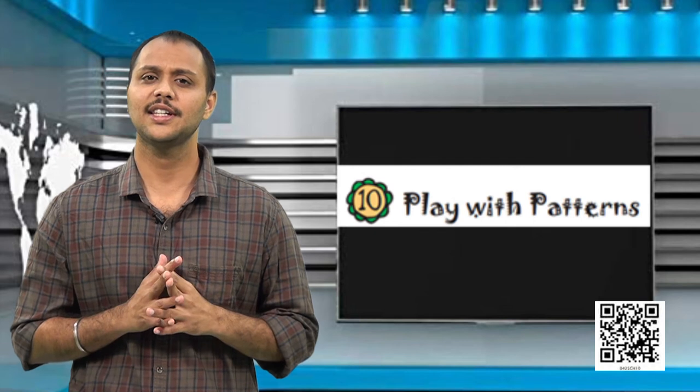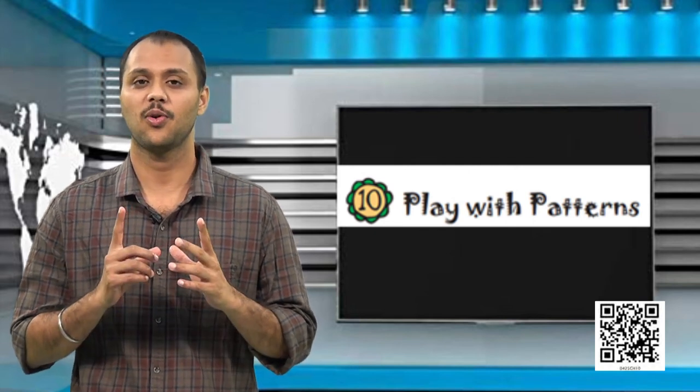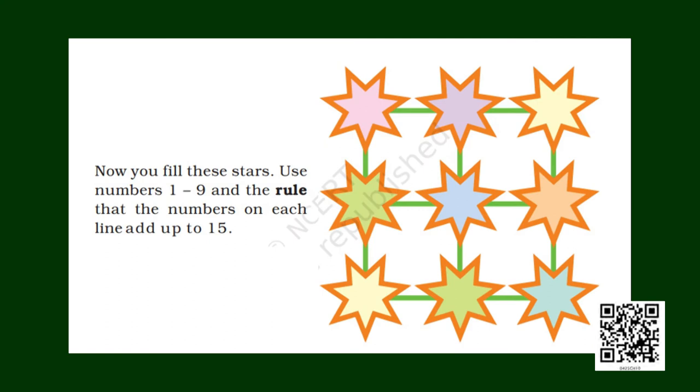Now, can you make such magic patterns? Let us try. I'll give you a square of these stars. Let us arrange the numbers from 1 to 9 such that however you add along the line and this horizontal line, we'll get only the sum 15. Let us see how to arrange them.